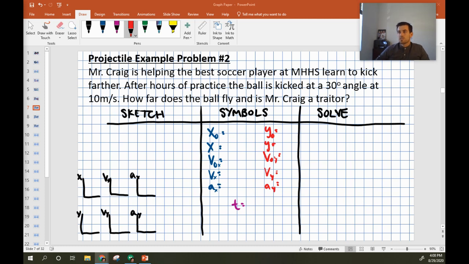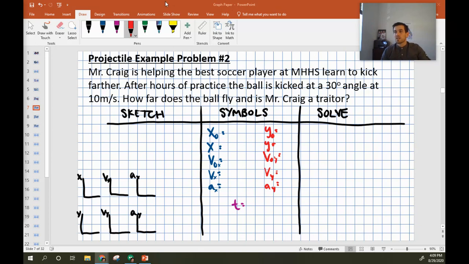Okay, so we have another projectile example problem. This one we have Mr. Craig, a physics teacher at our school, who is a coach for the soccer team at Mission Hills. He's a giant traitor. And in this problem, he's helping their best kicker kick the ball. After hours of practice, they kick it at a 30-degree angle at 10 meters per second. The question is, how far does the ball fly?